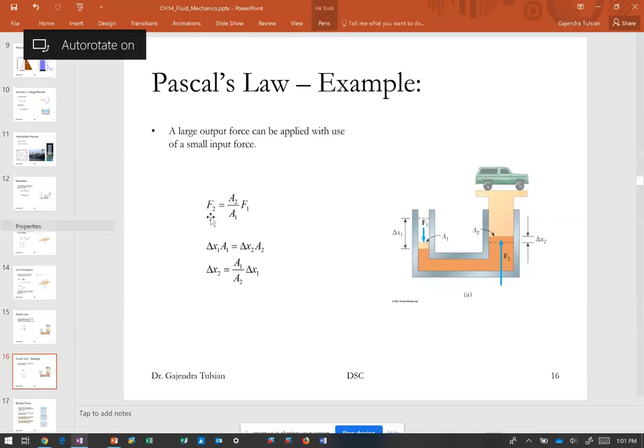All right, so the output force is A2 over A1 times F1. Okay, again, so A2 is 100 times bigger than A1. If this number is 100, then F2 will be 100 times F1. The price you pay is X2. The distance, the output distance is 100 times the input distance. Okay. All right.